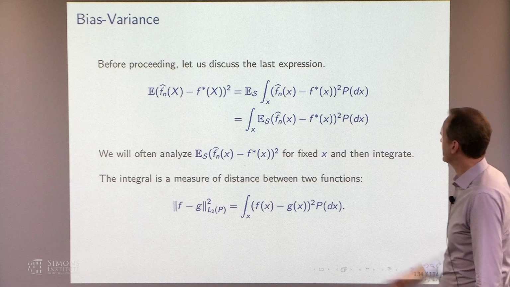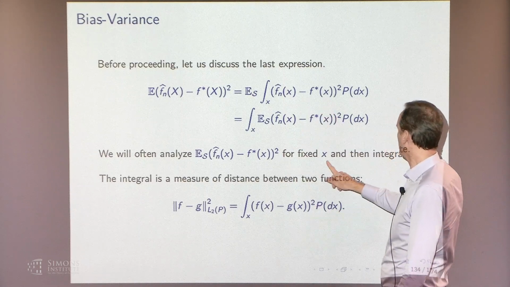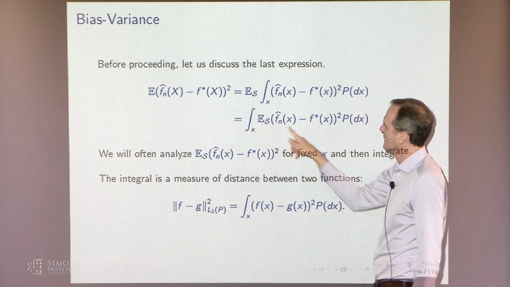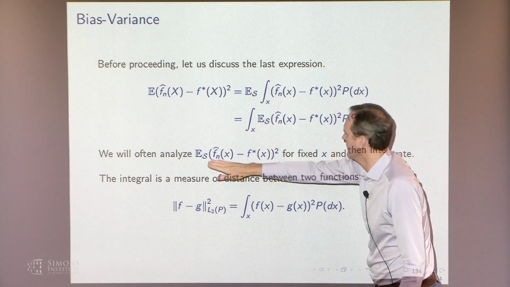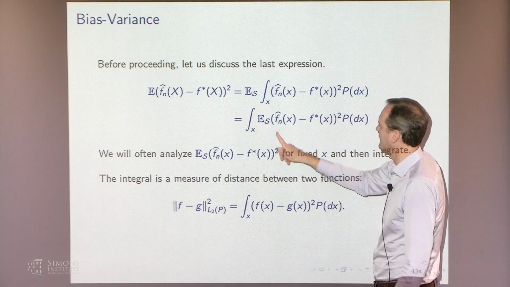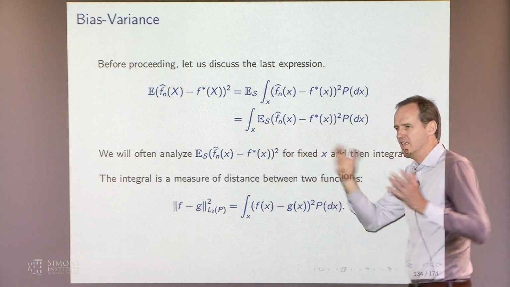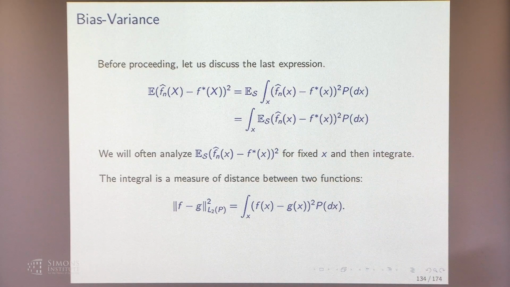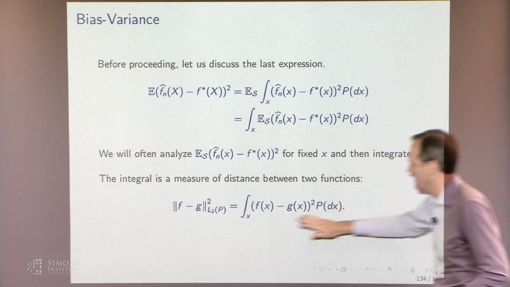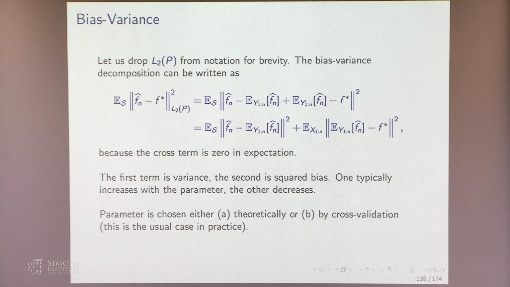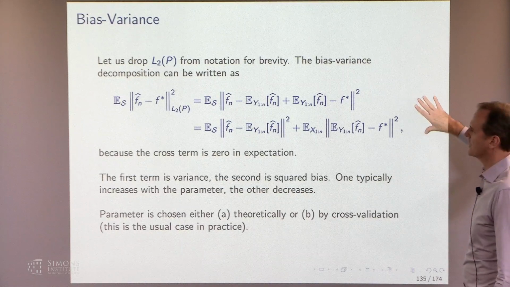Often what we'll do is analyze this squared distance for a fixed x, seeing what it looks like, and then ask what happens on average across the x's. We use this notation L2p for that squared distance between two functions. Actually, I think we're going to drop the notation in a second and just write it as a norm squared. And then here's the bias variance decomposition that we're talking about in this part.